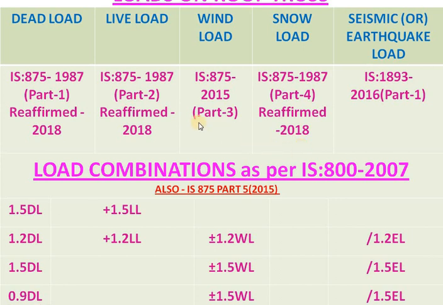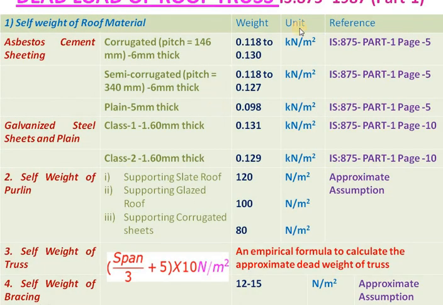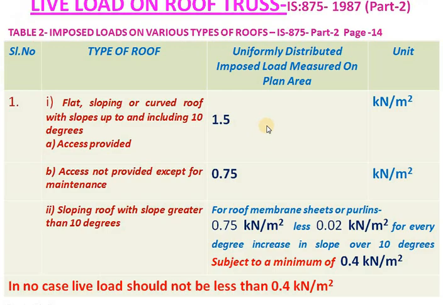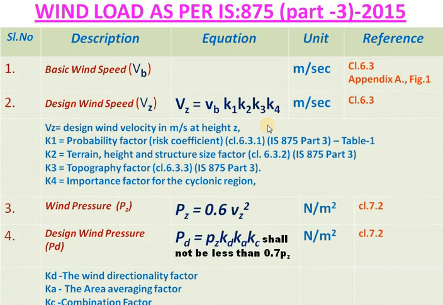Here we are going to discuss only the 875 part 3 loads. So dead load, we know, has not changed. Live load also has not changed. Only changes are in part 3 2015 875. So here basic wind speed has not changed, only the clause you have to refer is 6.3, and the design wind speed has changed. For design wind speed you have to follow an additional K4 factor. So K4 factor is nothing but the importance factor for cyclonic region. How to find this factor and all will be discussed.